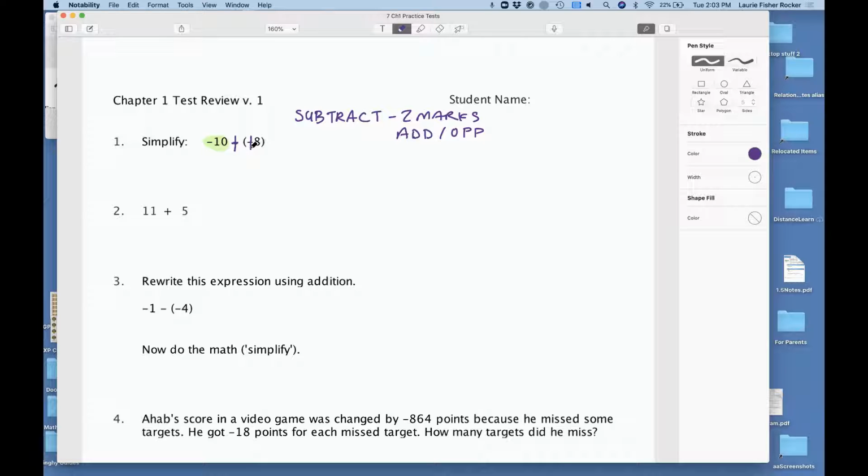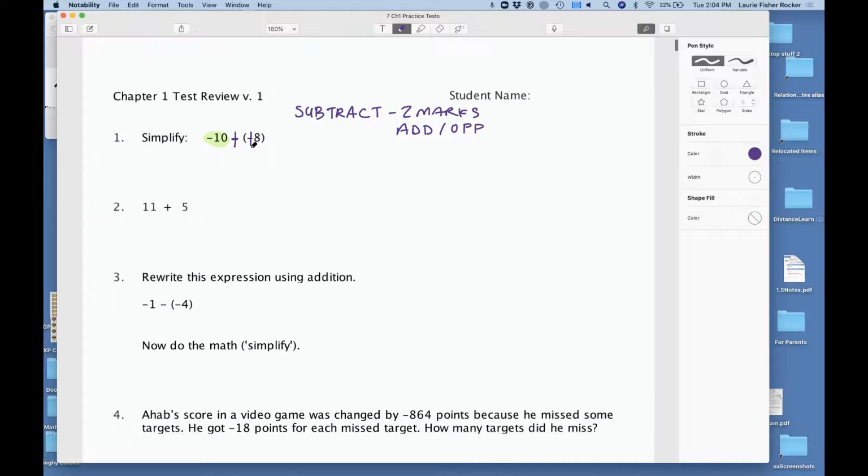You can model this if you want. You can number line it if you want. You're basically going -10 and then +8. So if they're different signs, I'm going to find the difference. So 10 and 8 is 2. We had more negatives, so it's going to be -2. Okay. Now this one we could go all fancy, but it's 11 plus 5. So that's just going to be 16. We don't need to make it fancy.